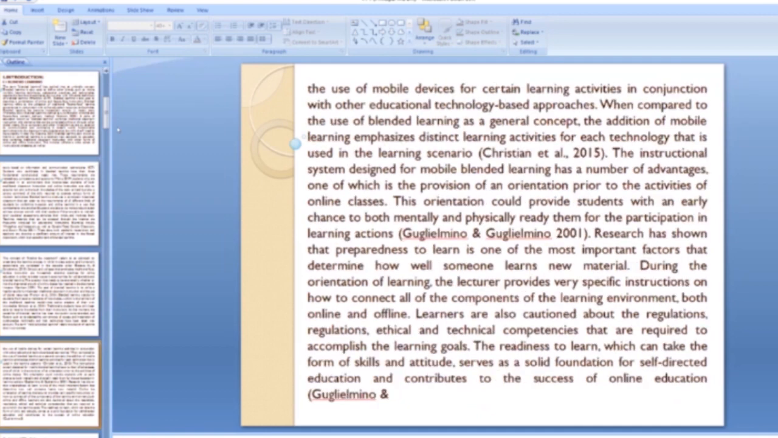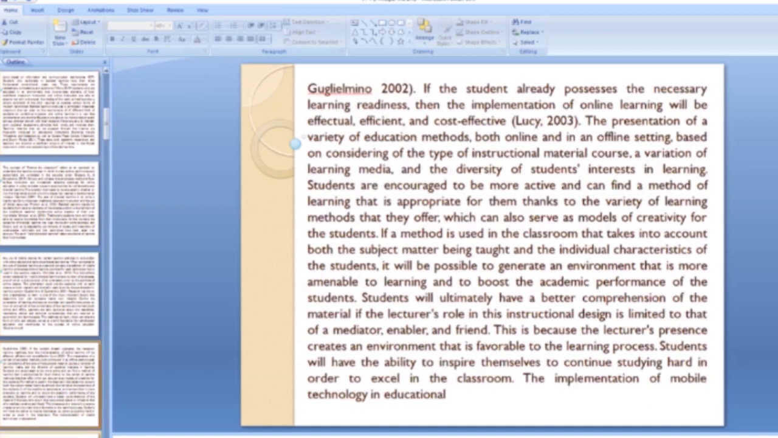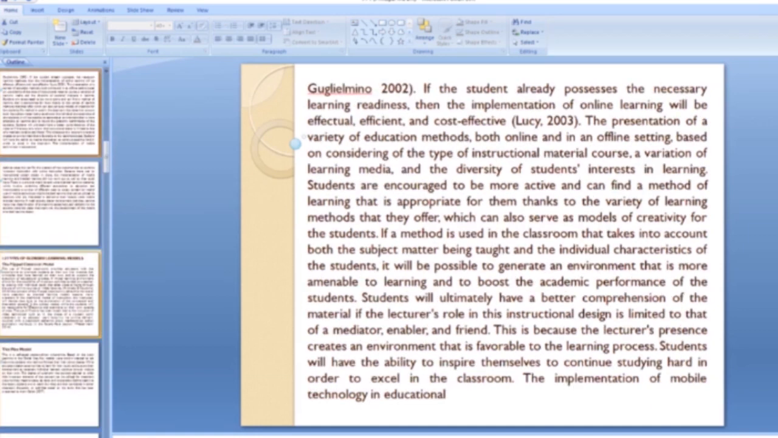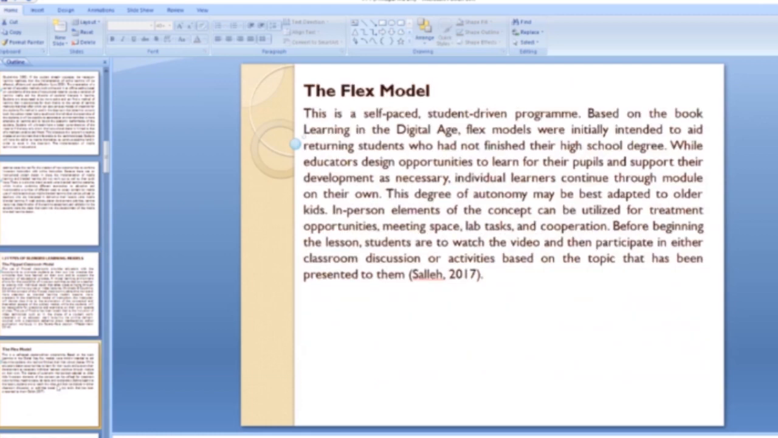And the different methods I will show in just a second. There are different types of blended learning models. The flipped classroom model. In the flipped classroom model, we see educators with the opportunity to promote students as they put into practice the principles they have learned on their own, and to support the education of educational practices. A mixed learning environment allows for the possibility of in-person activities guided by the teacher to coexist with the individual study that takes place at home through the use of online courses and video lectures.